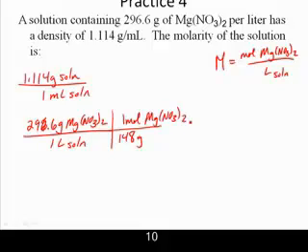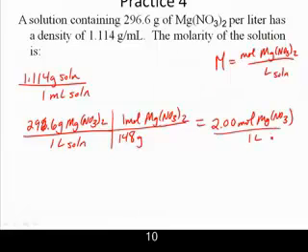I think this problem must have been a part of a multiple part problem. Okay, 296.6 divided by 148. So about 2 moles of magnesium nitrate per 1 liter of solution. So there, with just that one conversion, there is our molarity.